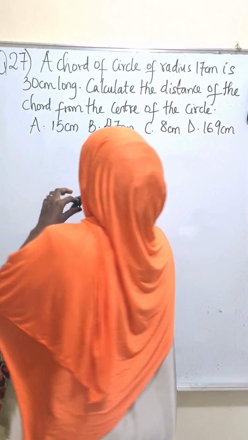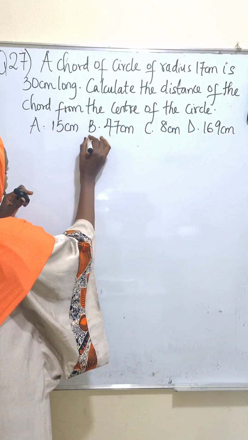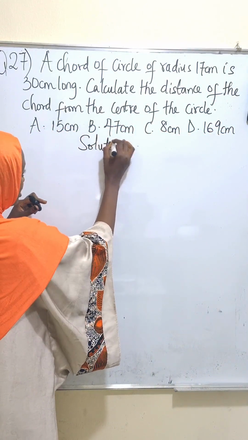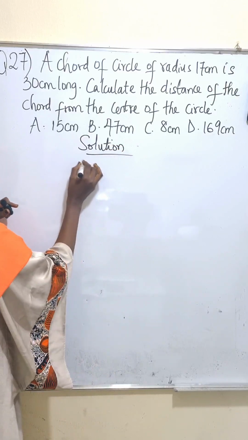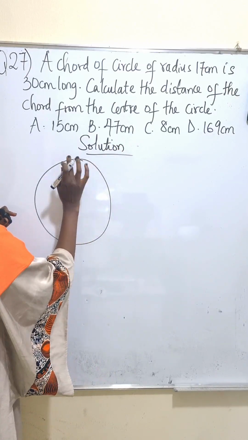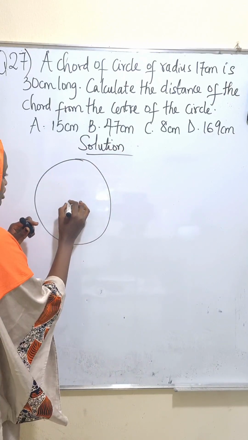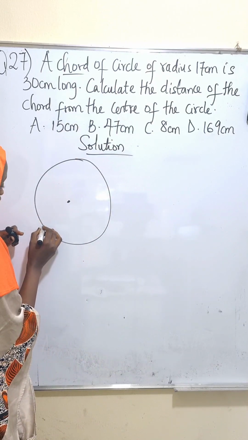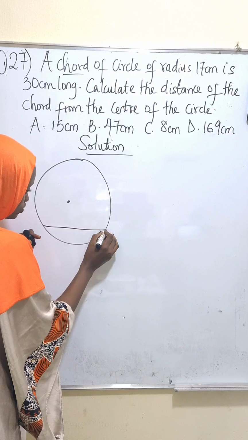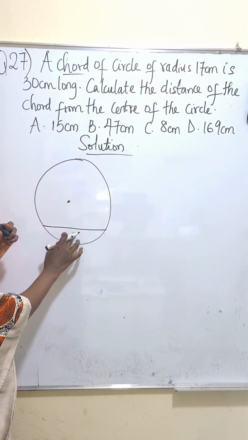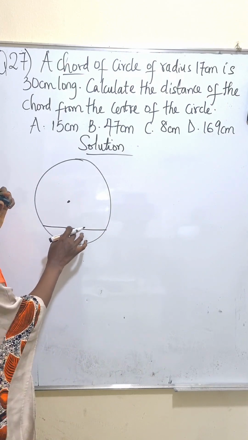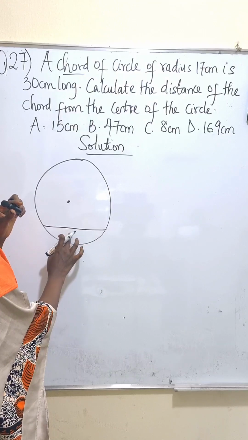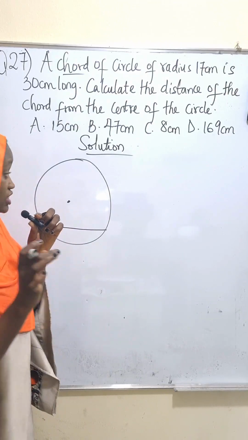Let's do this together. So what we have to do first is to make a sketch of a circle, right? So we have a circle. We know this is the center of the circle. It says a chord. From one end of the circle to the other end is what we call a chord, right? So this is the chord. So it says the chord of a circle. This chord has a radius of 17 centimeter.